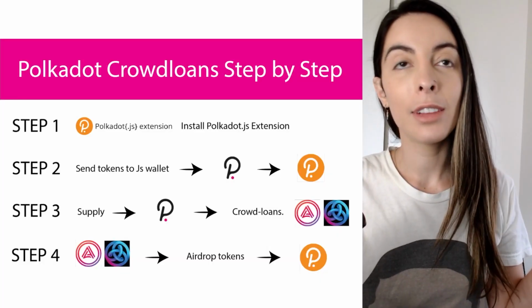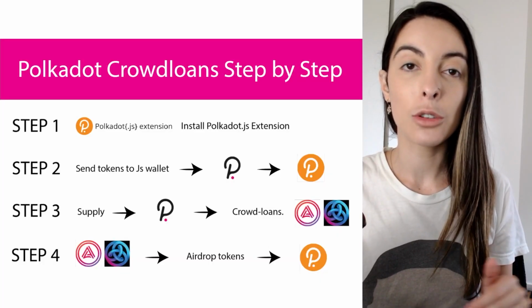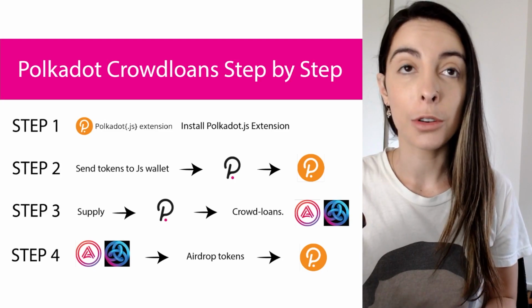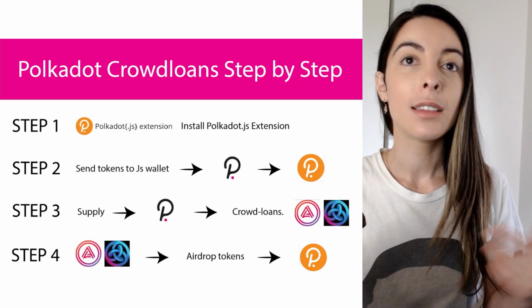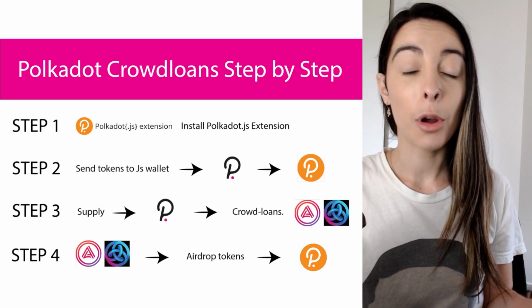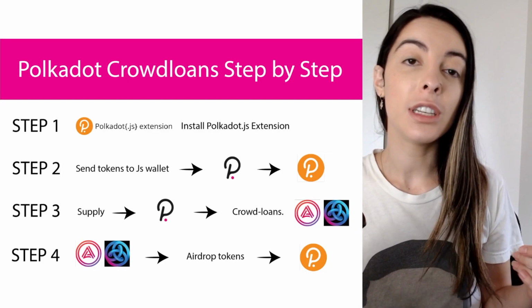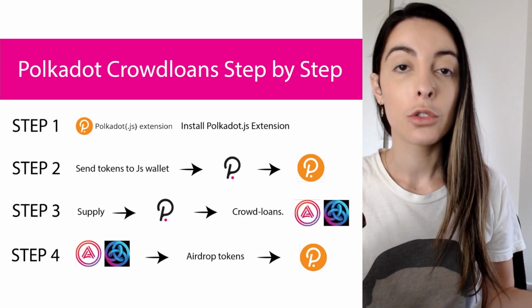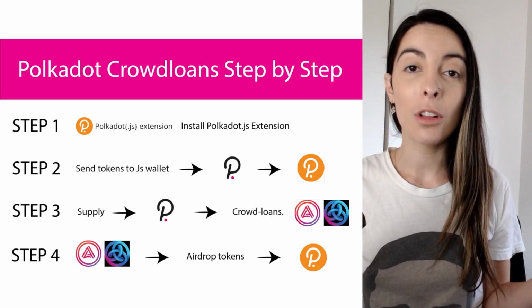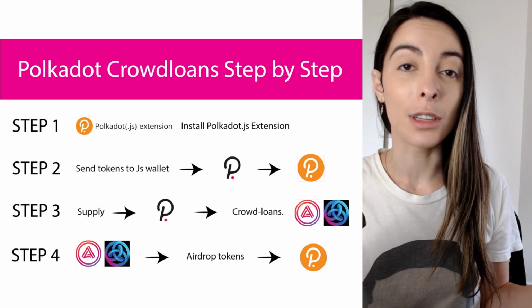Okay, so this is kind of like a little step-by-step in how to supply your Polkadot to the crowd loans. So step one, you need to install the Polkadot.js wallet. Step two, you need to send your Polkadot to that JS wallet, then you need to supply your Polkadot to the crowd loan, and in return you receive airdrops to your JS wallet. So having the wallet is an integral part of this whole entire process.